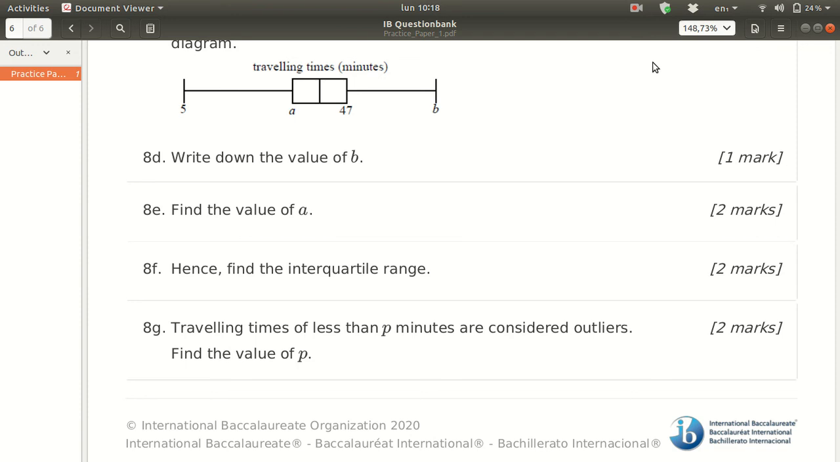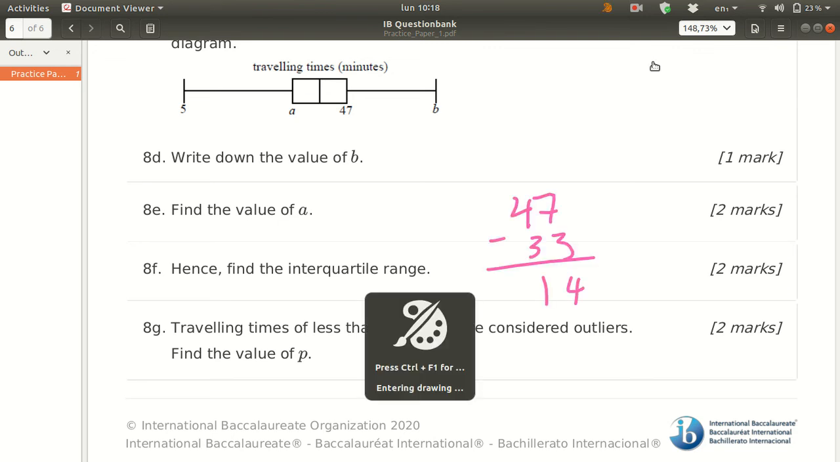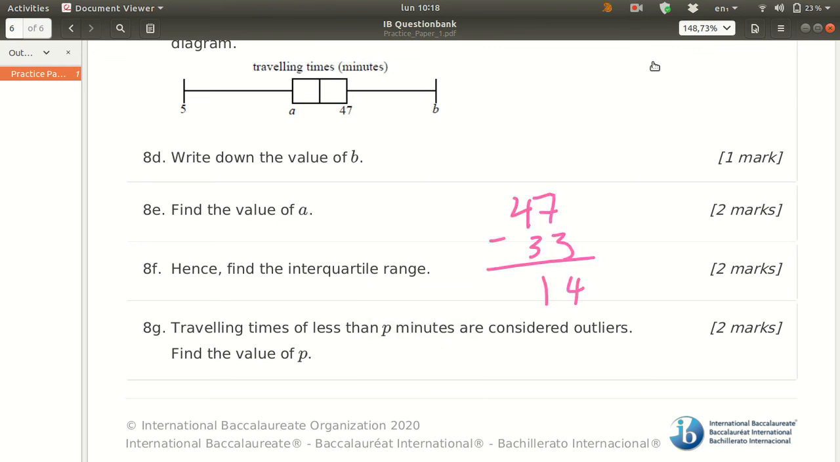Traveling times of less than p minutes are considered to be outliers. Find the value of p. One of the things that was in your book for the outliers was that it's Q3 plus 1.5 IQR or Q1 minus 1.5 times IQR. This is how you find the outliers. So less than p minutes, we're looking for the bottom part. So it would be Q1 minus 1.5 IQR.